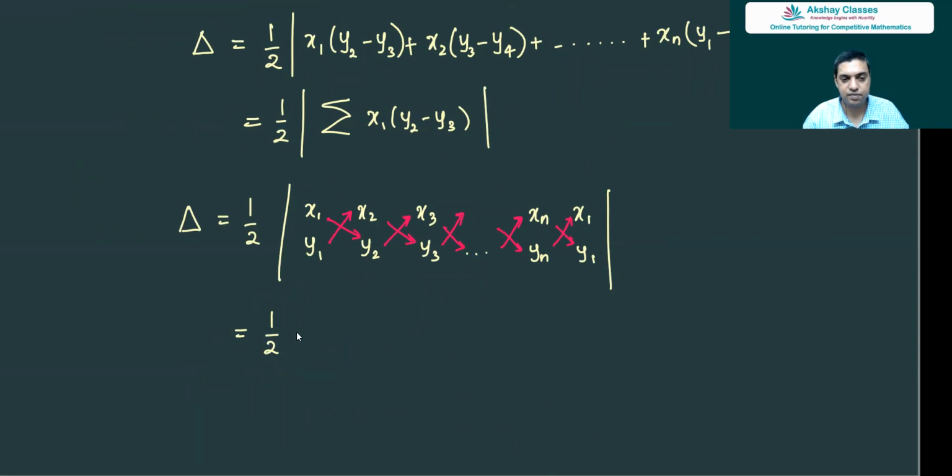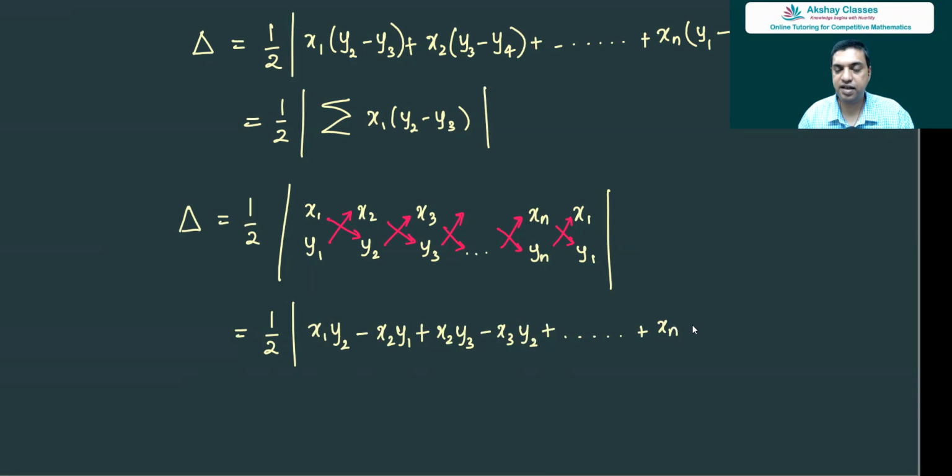So this is half modulus of, you see, x1 y2 minus x2 y1, plus x2 y3 minus x3 y2, plus so on. The last term will be xn y1 minus x1 yn. Okay, this will give us the area of the polygon. Without fail, you will get the same value. You can cross check it and see that you will get the same value. It may not immediately match this one, but you will get the same value if you follow this sequence.